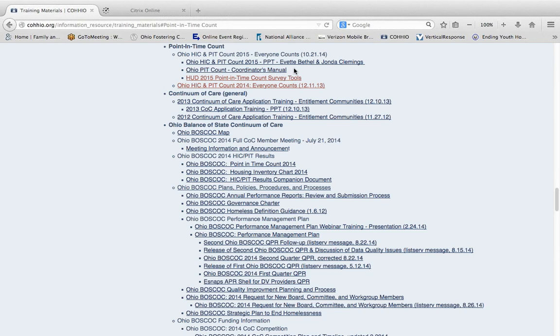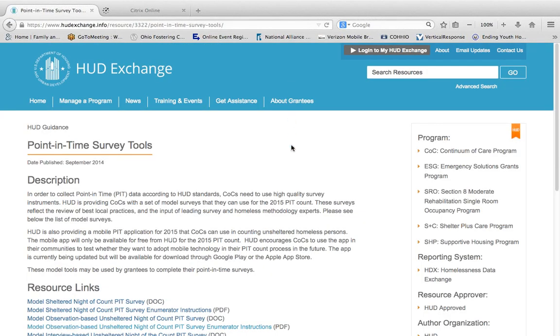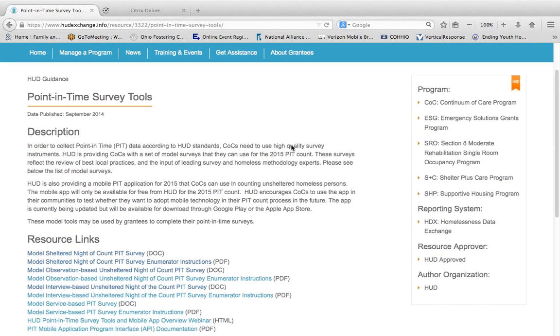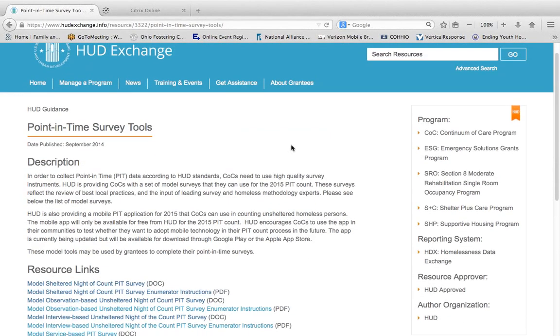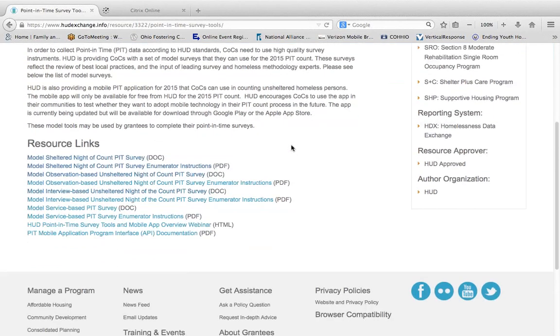We've also provided a link to the various survey tools that HUD has created for this year's count. Go ahead and click on that 2015, yes. Click there for me, thank you. This takes you to the actual HUD Exchange website, and as you can see here under the resource links, they've provided a number of sample or model surveys along with instructions on how those are supposed to be utilized.